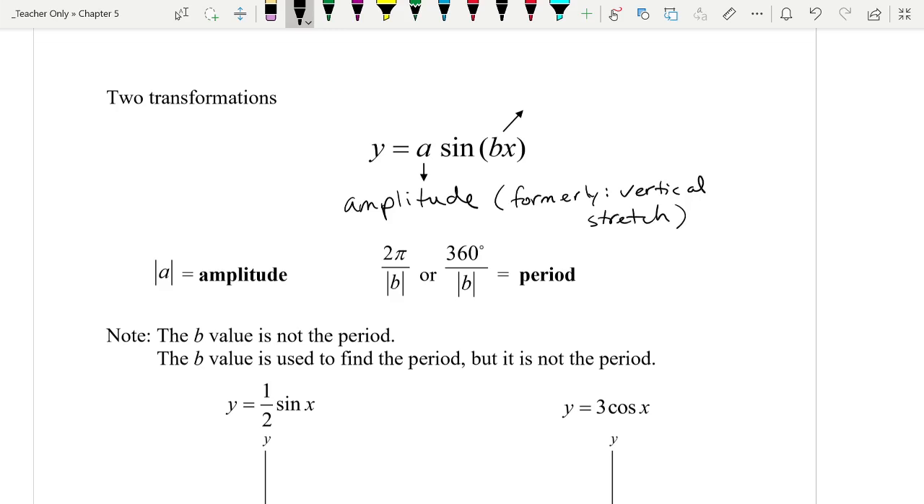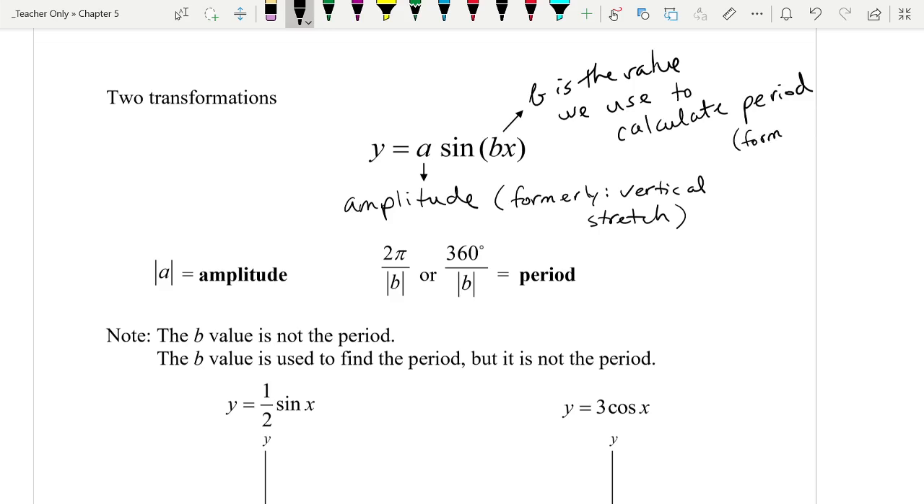And the B is the value we use to calculate period. B value is not period itself. It's what we use to calculate period. And again, in the old unit, it was formerly known as horizontal stretch.